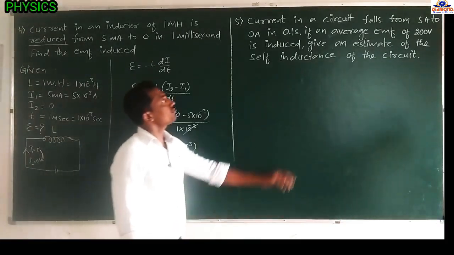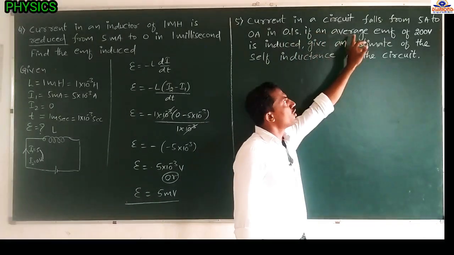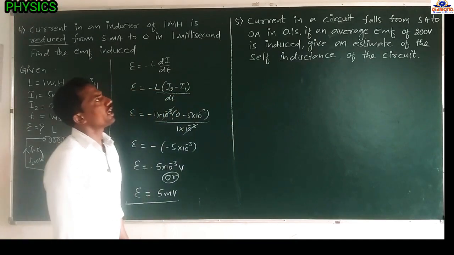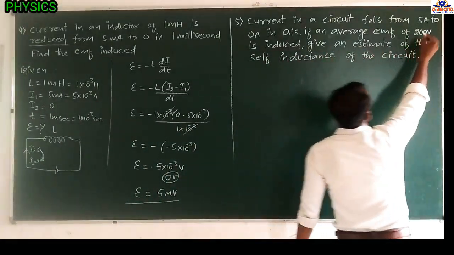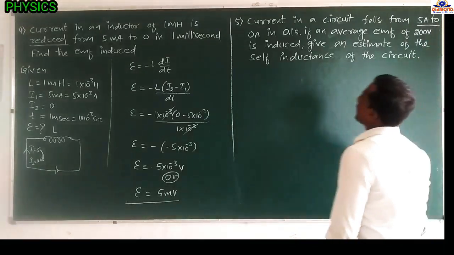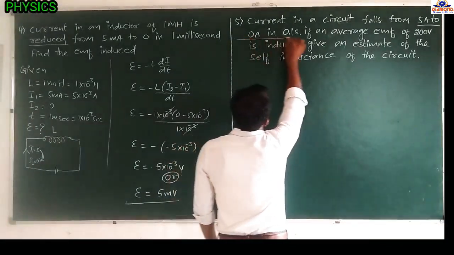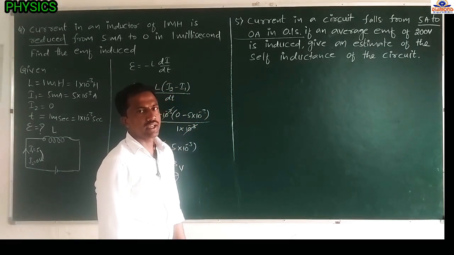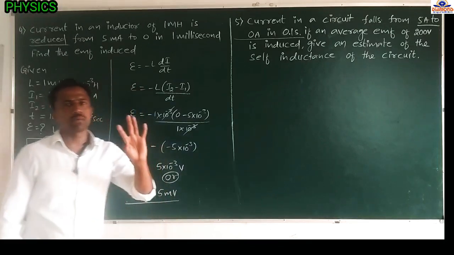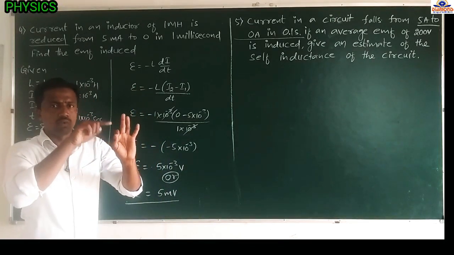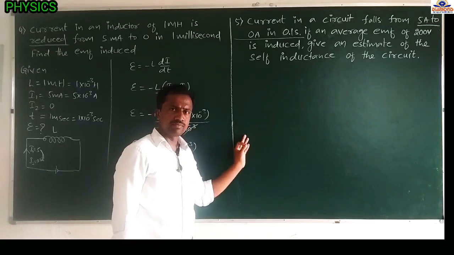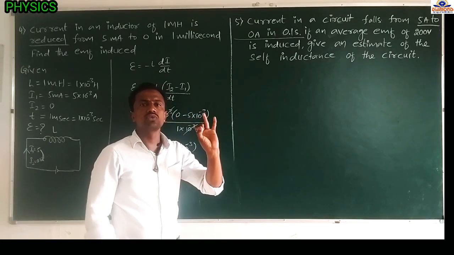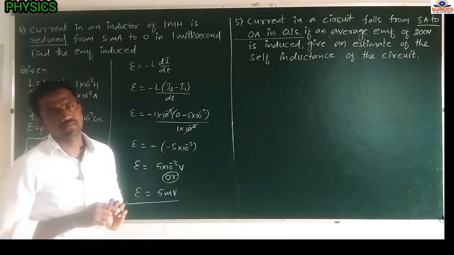The next problem: current in a circuit falls from 5 milliampere to 0 milliampere in 0.1 second. In every problem, there are three points. First, read the question carefully. What is the given data? Write it on one side. Second, which value are we calculating? Third, the suitable formula used to calculate.